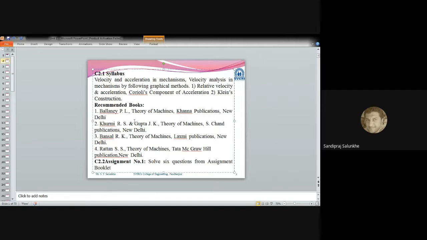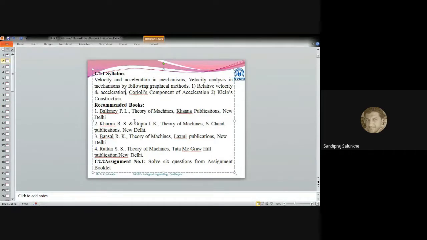Now, the books which you can refer for this unit: the better book is Rattan S.S., which I always suggest to all. And remaining all books are there which you can refer if you have them, Bansal R.K., Theory of Machines by Laxmi Publications, or Bhandari, Theory of Machines by Khanna Publications. You can refer to the Khurmi and Gupta book, Theory of Machines by S. Chand Publications.